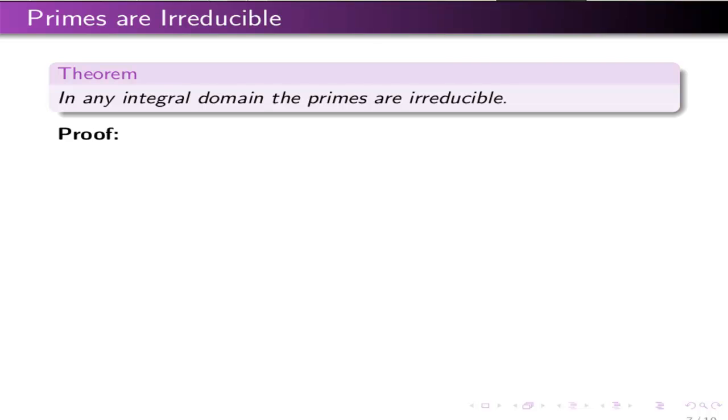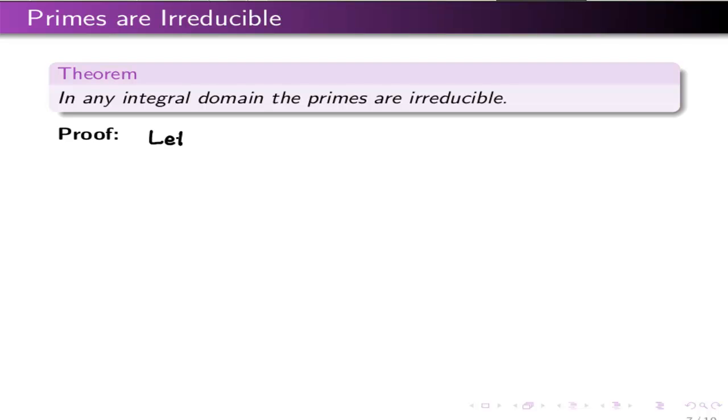Okay, now we were talking about what's the relationship between primes and irreducibles. So we have the following theorem. If you're in any integral domain, primes are irreducible. So primes are always going to be irreducible. And unfortunately, the converse is not true, as we'll see in the next slide.